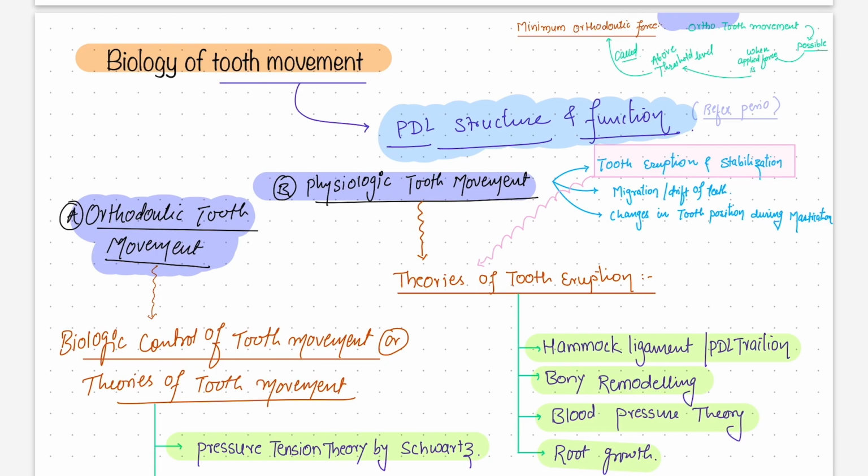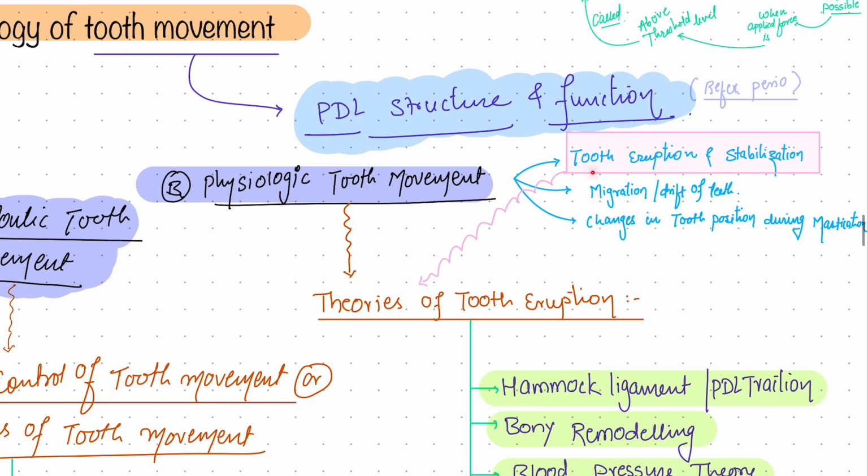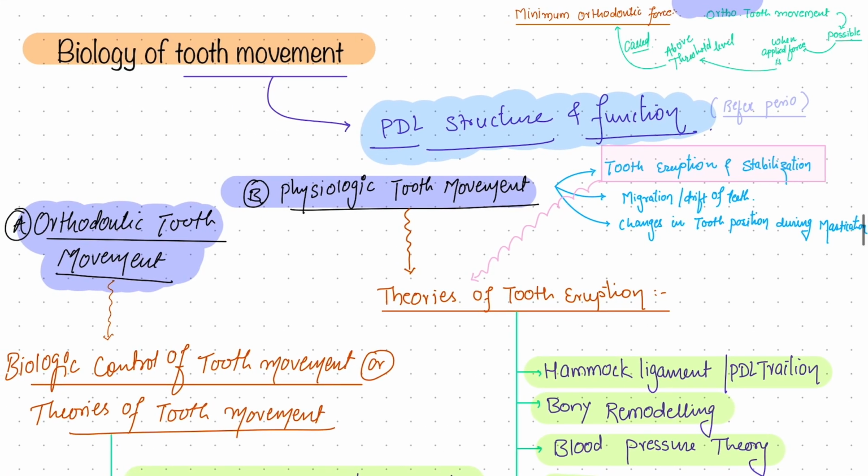Now here comes the tooth movement. There are two types of tooth movement: one is physiologic tooth movement and the second one is orthodontic tooth movement. Physiologic tooth movement includes tooth eruption and stabilization, then migration and drift, and then change in position during mastication. These are all physiologic tooth movements, which occur by their own. In orthodontic tooth movement, we are forcing it: we apply force in order to bring about that particular tooth movement. That is orthodontic tooth movement.